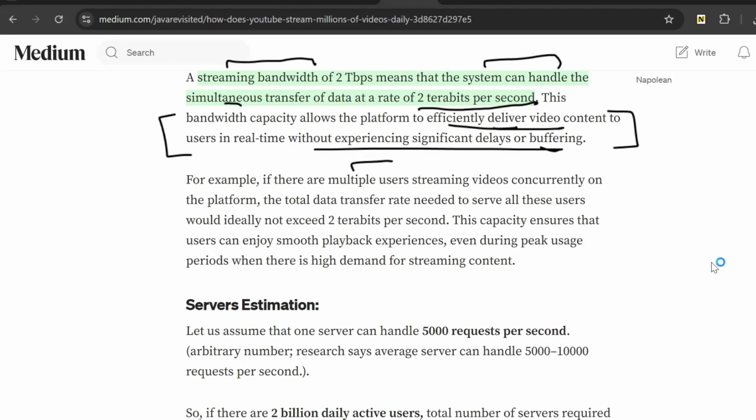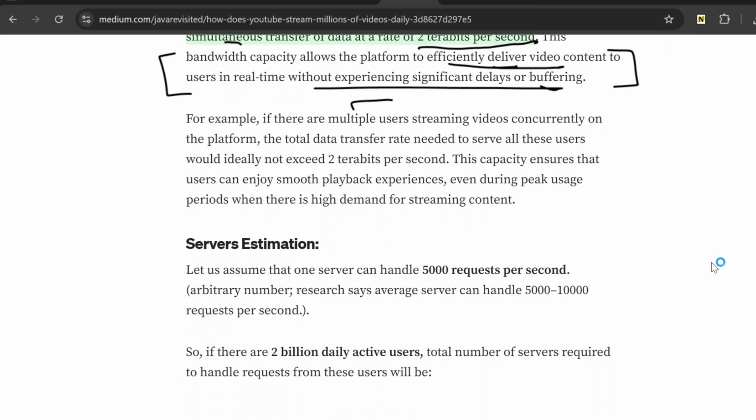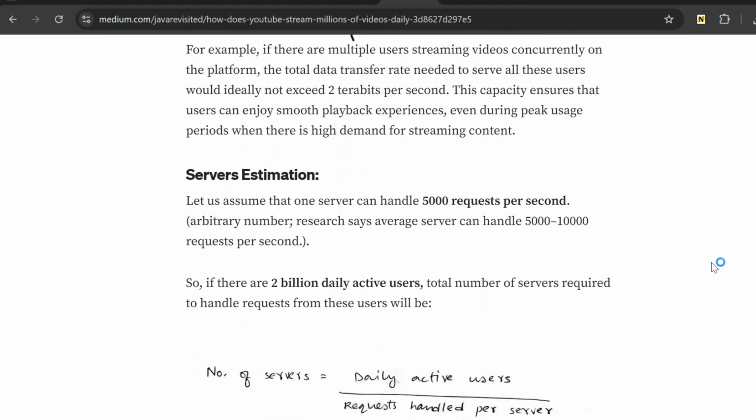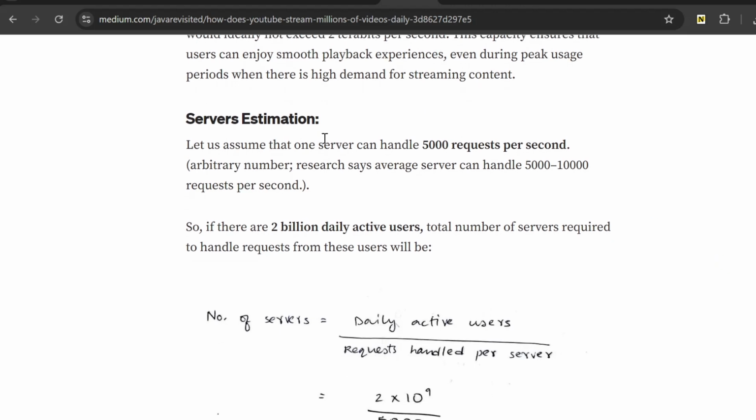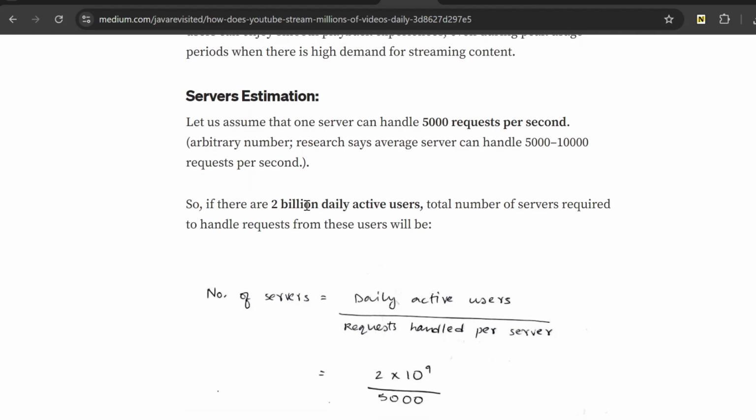After doing the bandwidth estimation and the storage estimation, the next point is the server estimation. To do the server estimation, we assume that a server can handle 5,000 requests per second, usually ranging between 5,000 to 8,000. And this is the total number of users. The daily active users were lesser, but we will take all the users into account. What if the total user base is also active on a certain day?